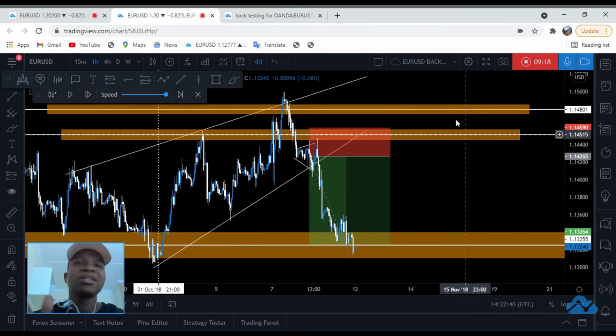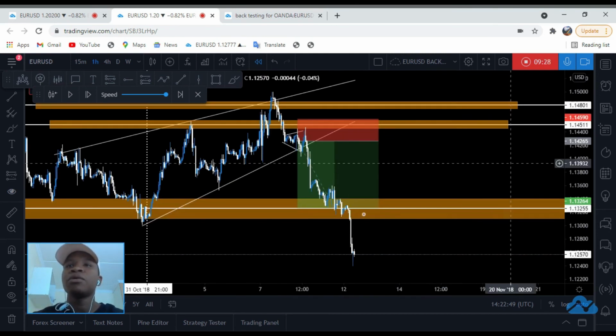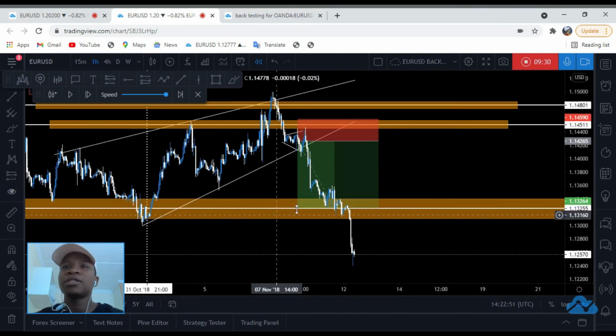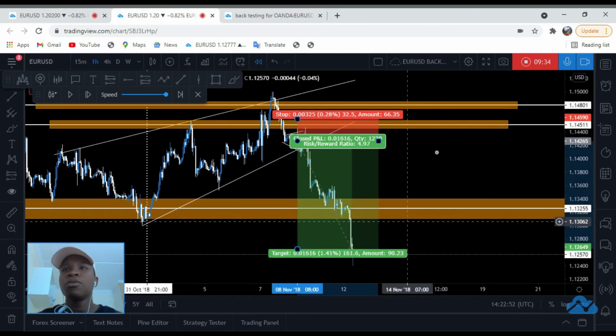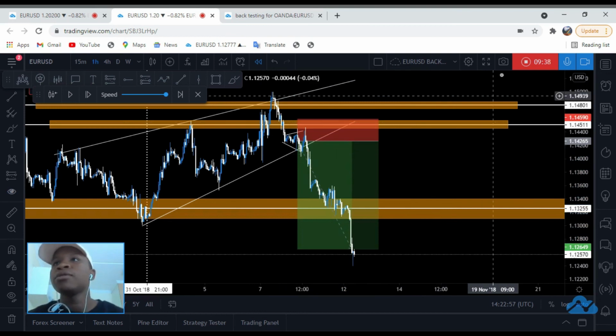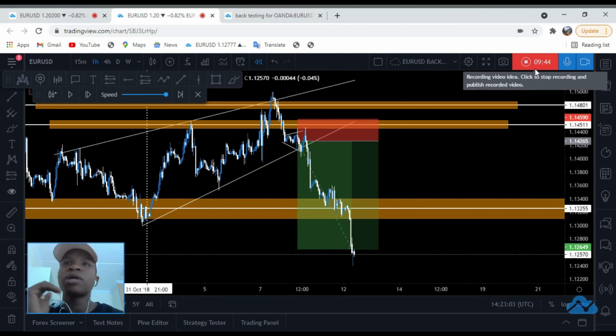Be careful where you're taking your entries, and always be very careful, because if you're not being careful, look, price ended up breaking the structure here. It's a lot of percentage here, almost about 4%. You know what I mean? So yeah, guys, be careful with the trades that you take. Always be on the watch on how price approaches the structure.